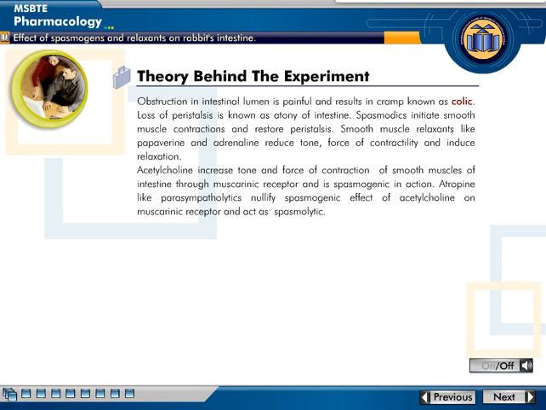Acetylcholine increases tone and force of contraction of smooth muscles of intestine through muscarinic receptor and is spasmogenic in action. Atropine-like parasympatholytics nullify the spasmogenic effect of acetylcholine on muscarinic receptor and act as spasmolytic.